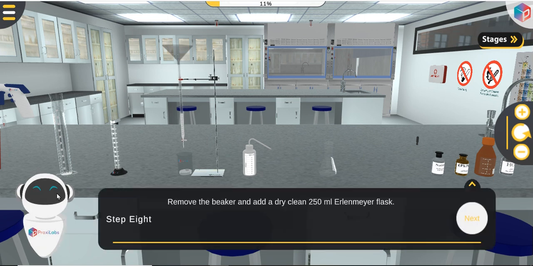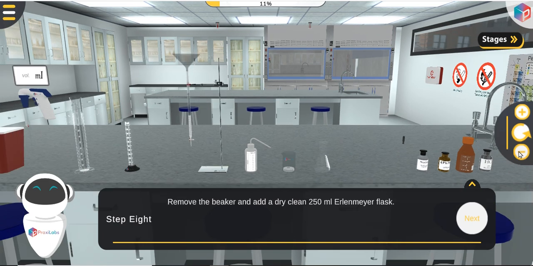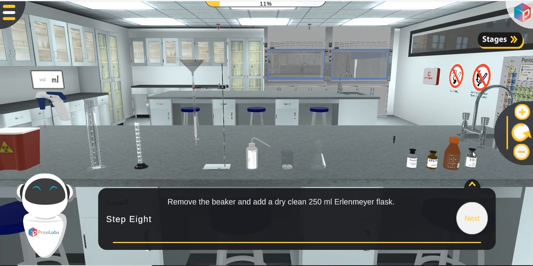The next step: remove the beaker and add a dry, clean 250 ml conical flask. I remove the beaker and add a dry 250 ml conical flask. Okay, I want to see this very well. Okay.